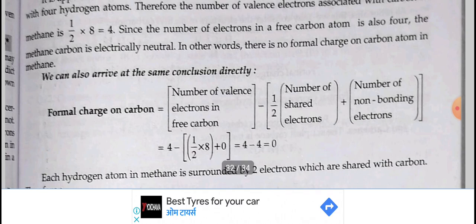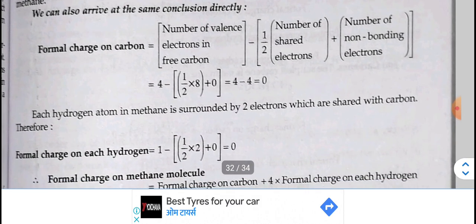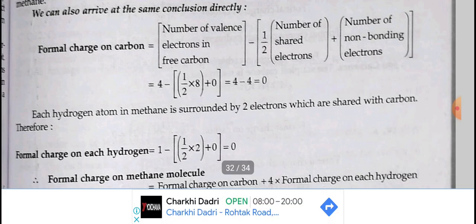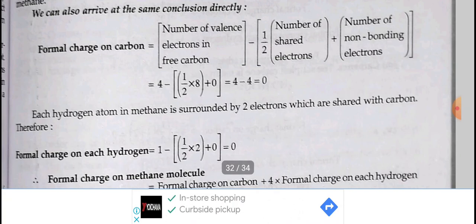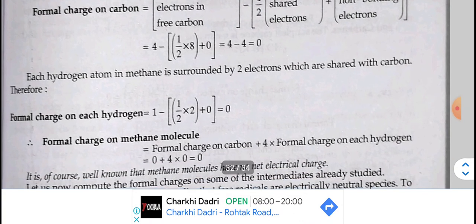We can also arrive at the same conclusion directly. Formal charge on carbon equals number of valence electrons in free carbon minus 1/2 into number of shared electrons plus number of non-bonding electrons. Number of valence electrons in free carbon atom in methane 4, minus 1/2 into number of shared electrons 8, plus number of non-bonding electrons 0, equal to 4 minus 4 equal to 0.